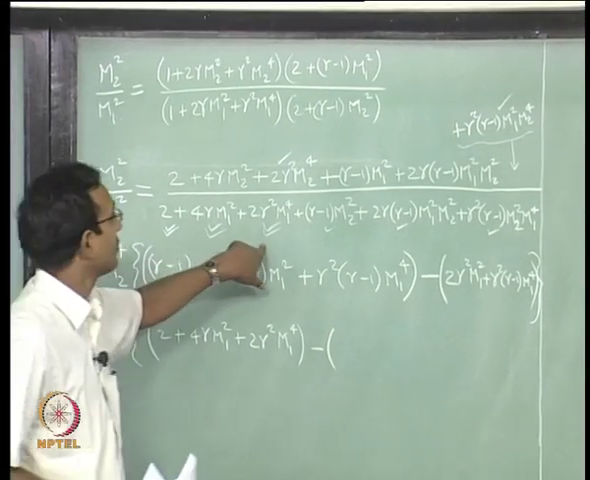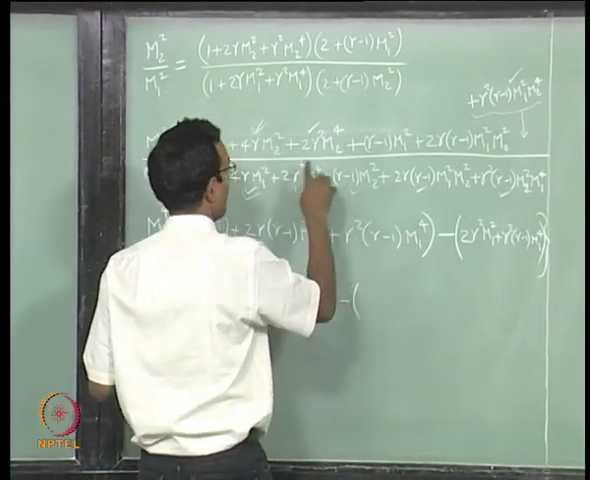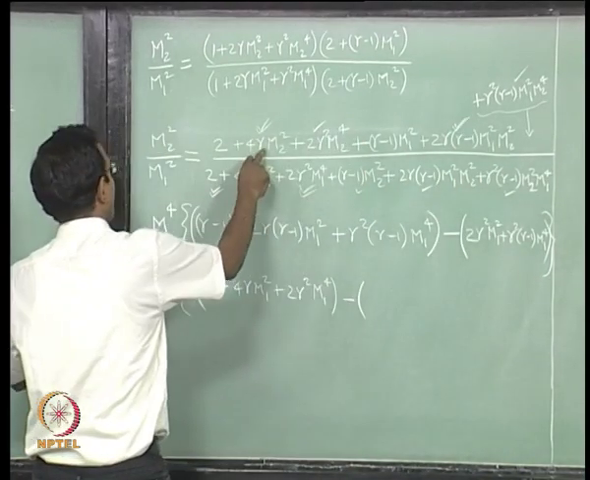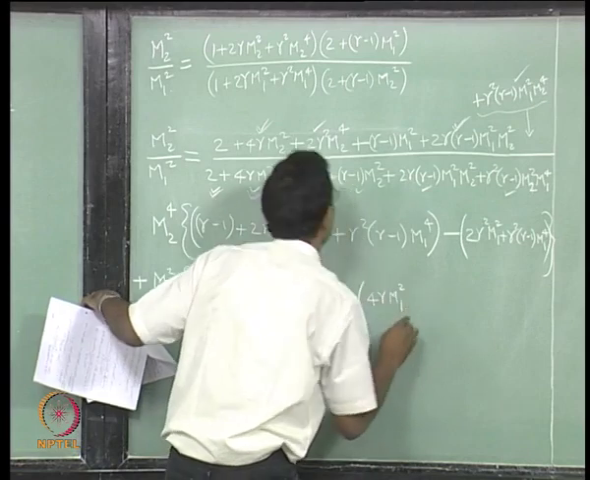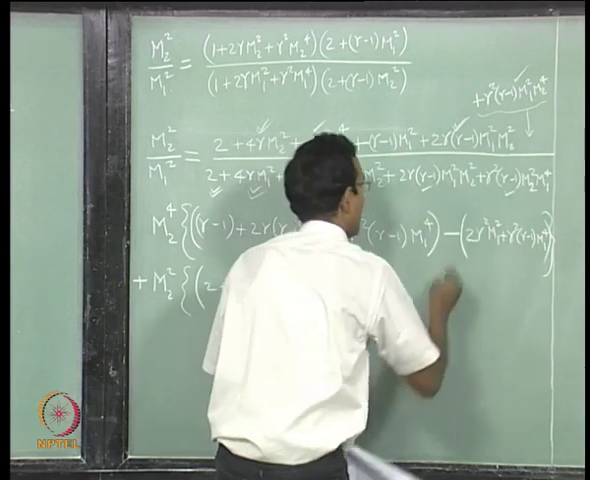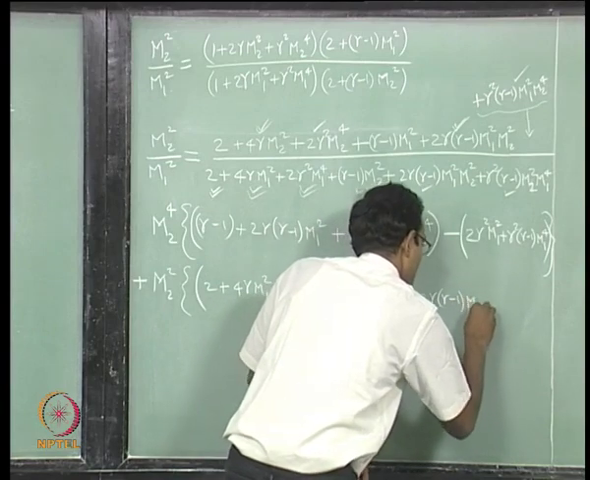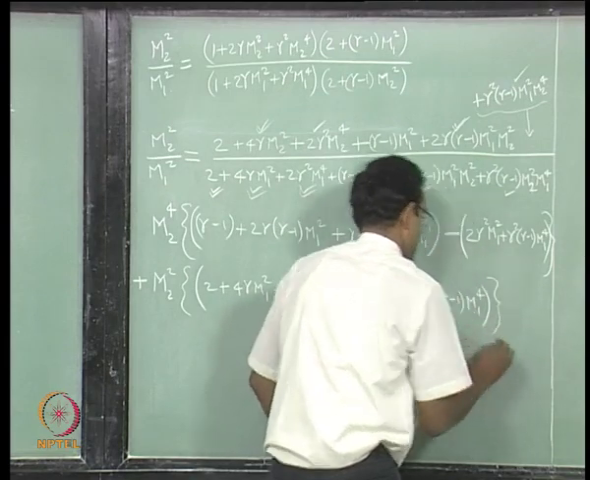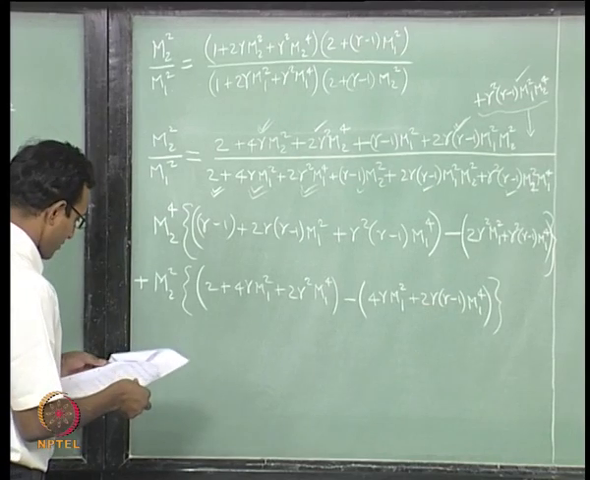Now, m2 square will be this term and this term. So it will be 4 gamma m1 square and m1 square multiplied by this, which is 2 gamma into gamma minus 1 into m1 power 4. And there is no other term left. This is all I will have. This is the next term.